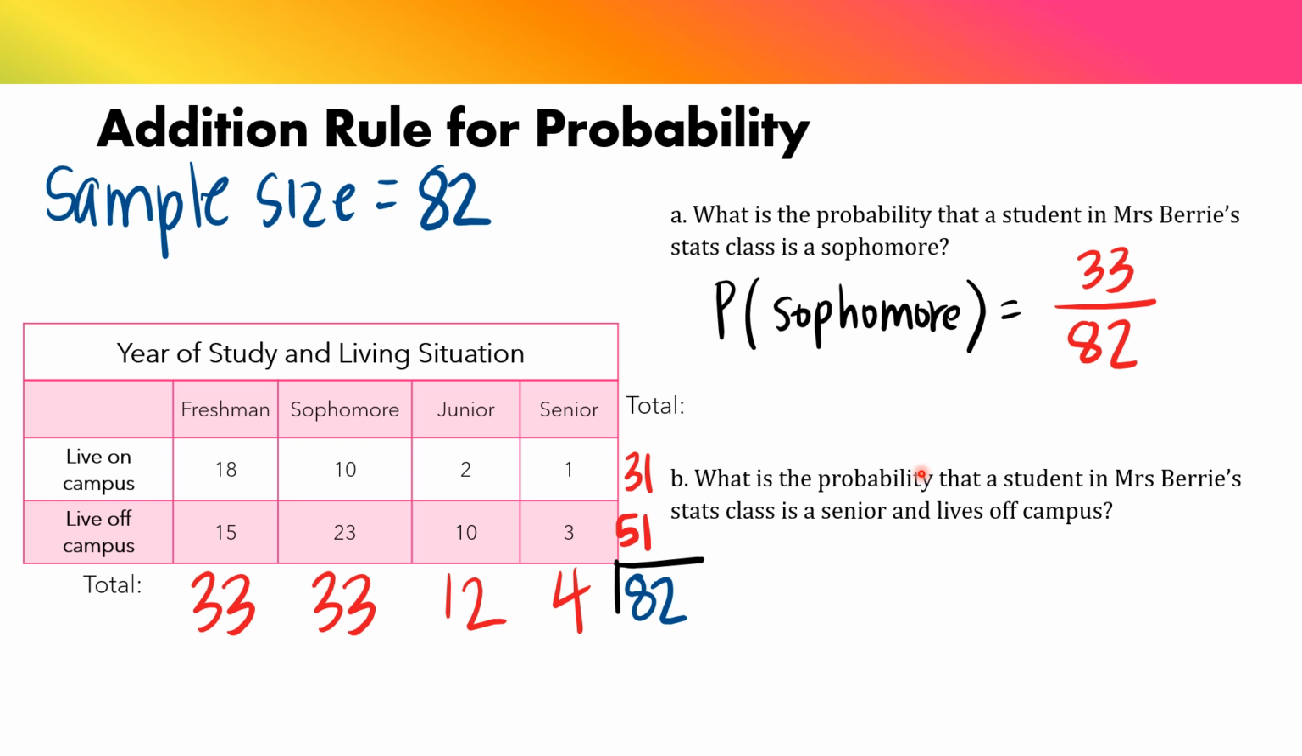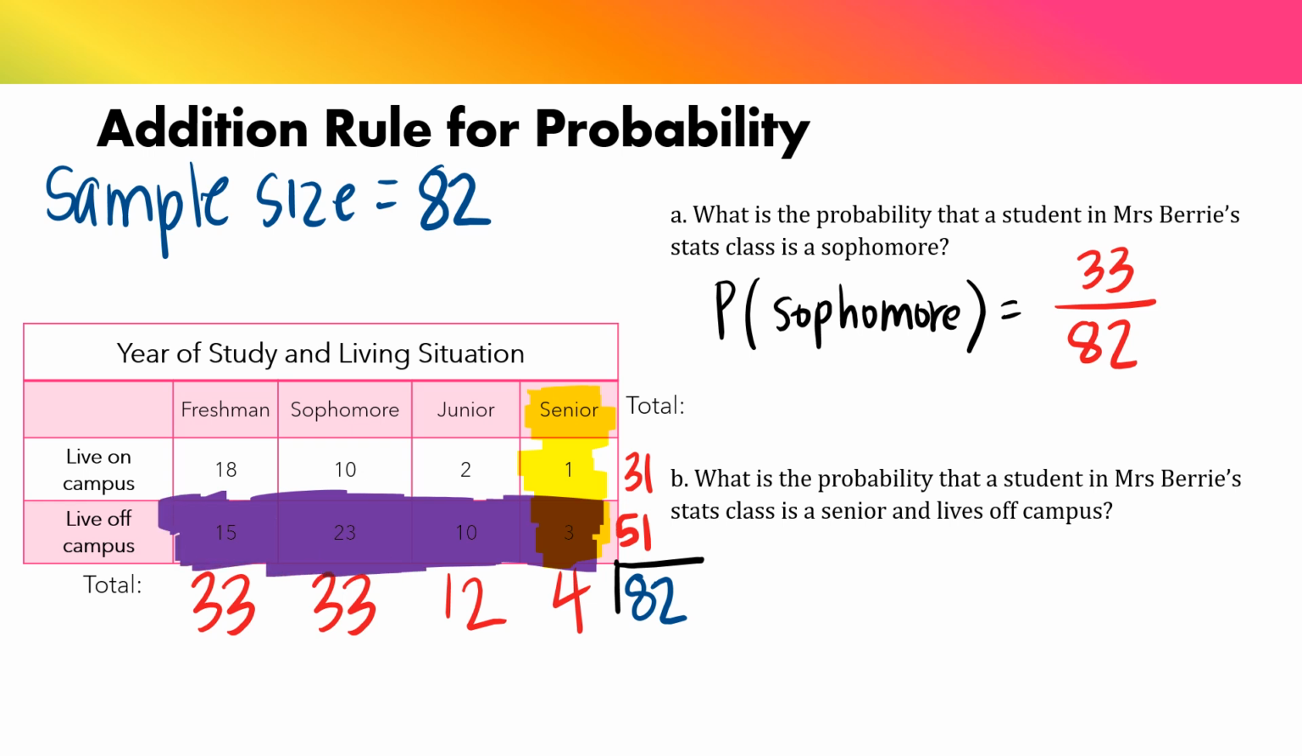Next, we're making it a little bit more complicated. It says, what's the probability that a student in this class was a senior and lived off campus? Senior and live off campus. Here's my seniors. I'm going to highlight this. This was my seniors. And this is my live off campus. Not me picking the worst color possible. This was my people that lived off campus. The overlap is my successes there. So there's my overlap.